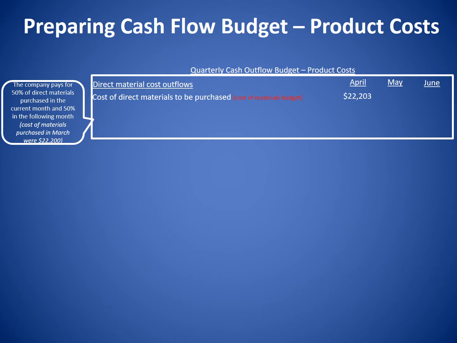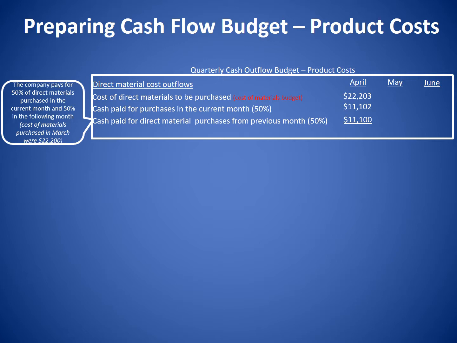So the cost of direct materials to be purchased, and this is from our cost of materials budget that we calculated earlier, was $22,203. So the cash that we're going to pay for our purchases in the current month is going to be 50%. So out of our total purchases of production materials, we're going to pay in cash $11,102.